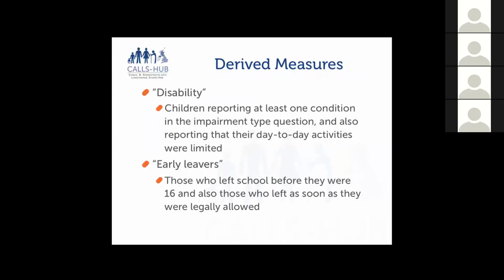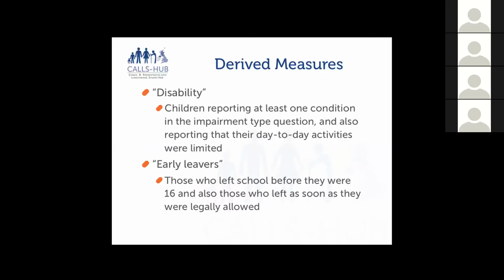So my derived measures for the analysis, disability, I took to be children who reported having at least one of these conditions in the impairment type question, but who also reported that their day-to-day activities were limited. So that's trying to keep it as close as possible to the Equality Act definition.